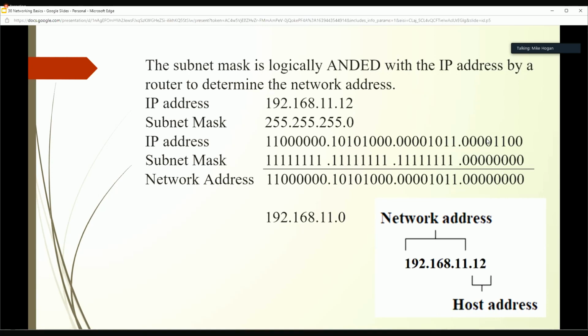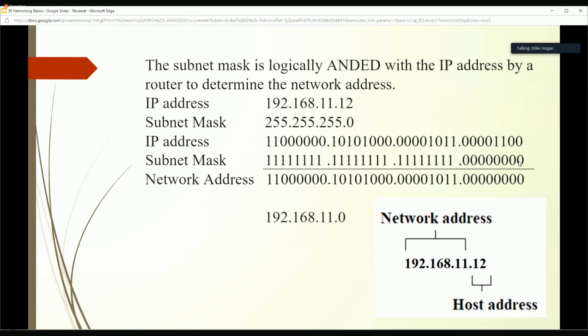192.168.11.12. And then we have our subnet mask. We said that our subnet mask was 255.255.255.0. That's the standard subnet mask for a Class C address. I'm going to do the conversion to binary. 255 is all ones. So I have all ones, I have all ones, I have all ones. And then the last octet is 0, so I've got all zeros.